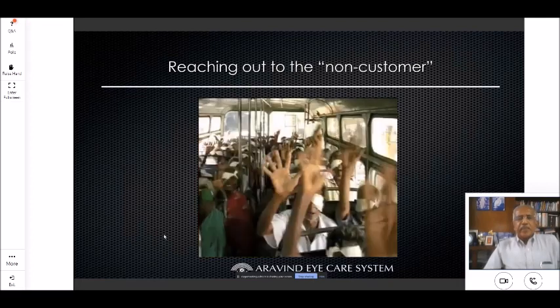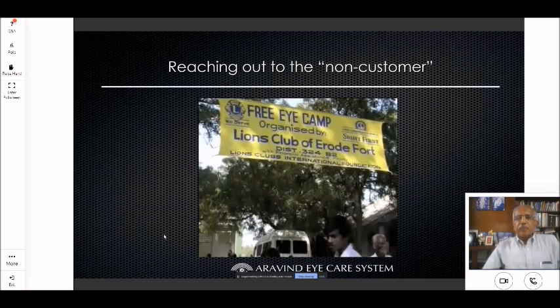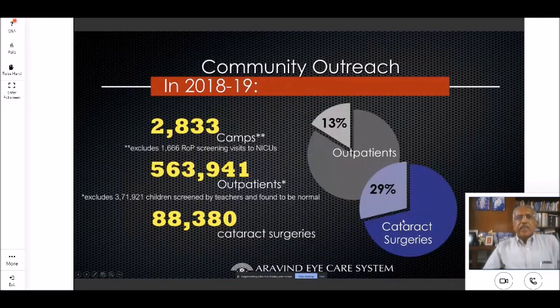So this still continues on a pretty large scale. These are numbers for last year. In 2018-19, we did over 2,800 eye camps. If you include the children who were screened, we screened close to 1 million, or 10 lakh, patients. There were 88,000 cataract surgeries, and with other surgeries put together, probably 1 lakh surgeries were done, all at no cost to the patient. These numbers are quite impressive by any standards, because there are very few hospitals which do this kind of work overall, everything put together.